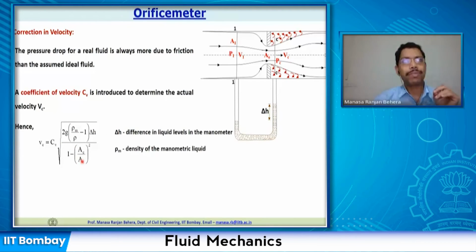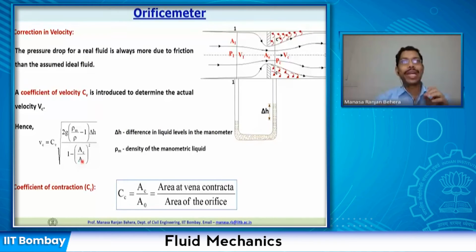All right. Now, having understood this, let us now look at the coefficient of contraction. What is that? As we are telling, the area of the orifice A0 is not the minimum area, or it's not the area through which the maximum velocity is going to occur. Maximum velocity is going to occur at the vena contracta. The area at the vena contracta is going to be the actual area that we should consider. So if we look at that, we can write down Cc is equal to Ac by A0, and that is the area at the vena contracta divided by the area of the orifice.